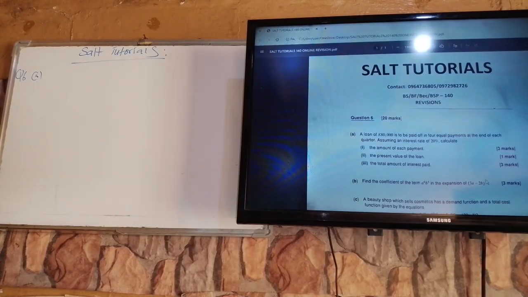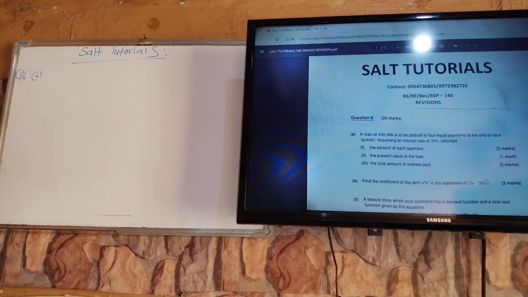Welcome to our revision sessions in BAS 140, preparations for the sessional exams, and the paper will be written next week on the 2nd of September 2025.